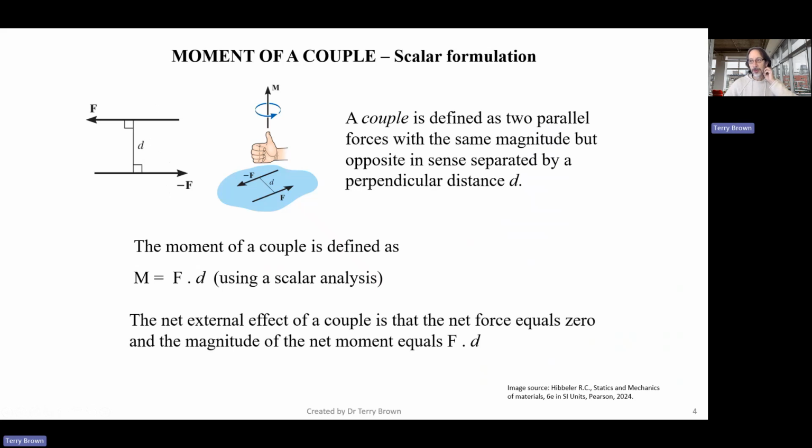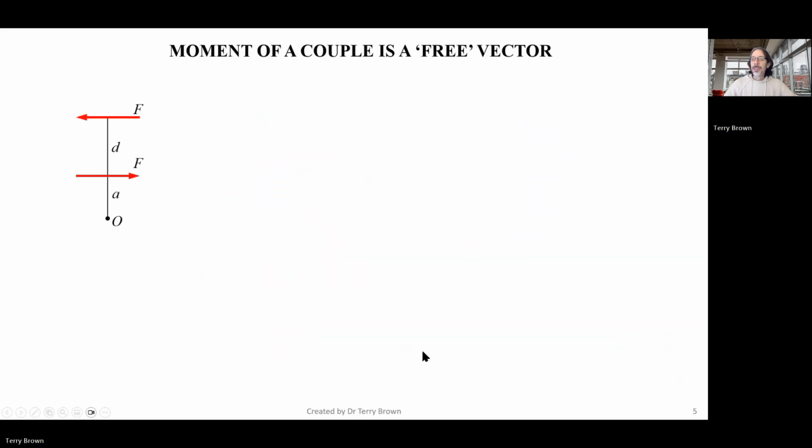The net external effect of a couple is that the net force equals zero, fairly obviously, because we've already defined that these are equal and opposite, and the magnitude of the moment is F times D, which we've already said. So one of the important things to understand about moments and couples is that they're a free vector. So what does that mean? If we look at this couple of forces here, two forces equal and opposite, I just haven't put the minus sign here. I've shown by the direction of the force that it's going in the opposite sense. Right, separated by a distance D gives us an anti-clockwise moment or couple.